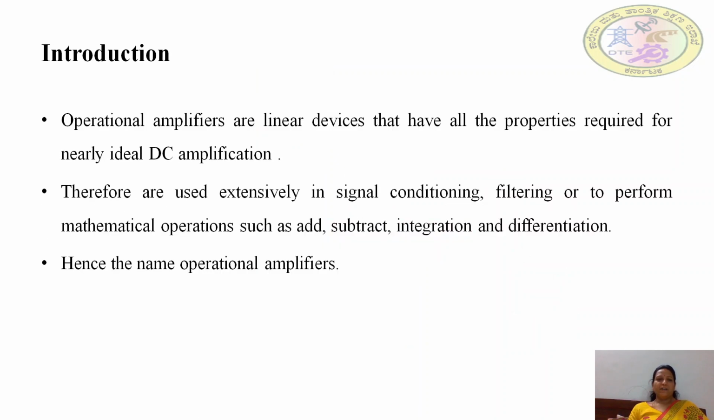To start with, op-amps, that is operational amplifiers, are nothing but linear devices. So what are linear devices? Linear devices maintain a definite relationship between output and input. Such devices we call linear devices. So operational amplifiers are one such linear device. Their properties and characteristics are very close to the ideal characteristics, so they are very much suited for ideal DC amplification.